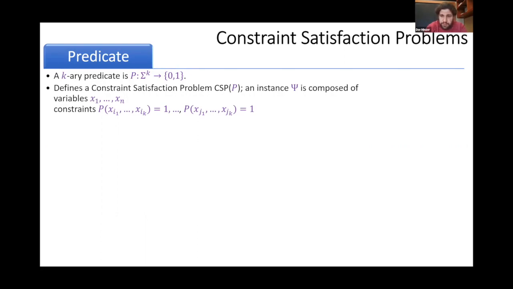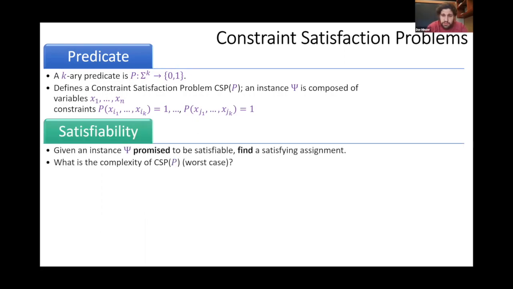Given this predicate, an instance of CSP(P) is composed of a set of variables x1 to xn, and constraints that are P applied to a set of variables is equal to 1. Sometimes you have to allow negations and stuff like that, like in three-SAT, but I'm going to ignore this for the moment, so don't worry about that. As we said, the most basic problem you can ask about an instance of CSP is whether it is satisfiable. In other language, I give you an instance psi of CSP(P). I promise to you that it's satisfiable, and I ask you, please find for me a satisfying assignment.